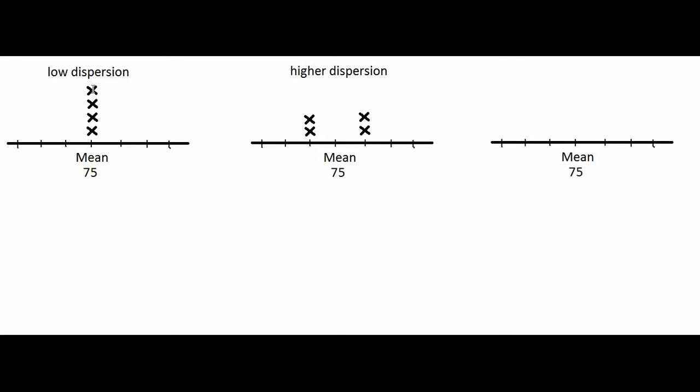This person's exam score is 0 away from the mean. This person's exam score is 0 away from the mean. This person is 0 away from the mean. And this person is also 0 away from the mean. So we could say that the distance from each value to the mean is 0 in this data set.